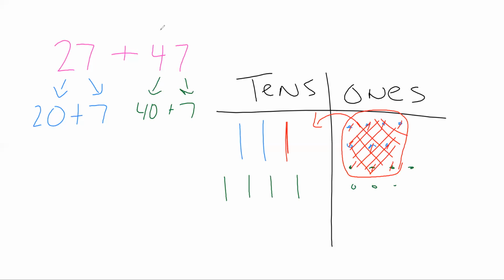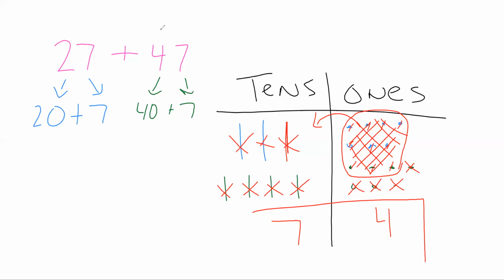And so now if I count, I see I have 1, 2, 3, and 4 left. And now we count our tens. 1, 2, 3, 4, 5, 6, and a 7. So that means I get 74 when I add these two numbers together. So there you have it. This is addition and finding sums of numbers using a base 10.